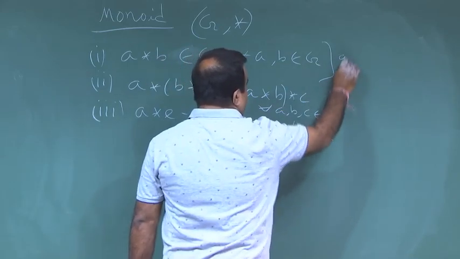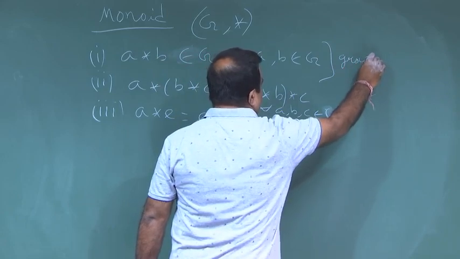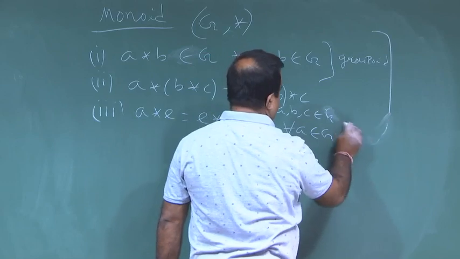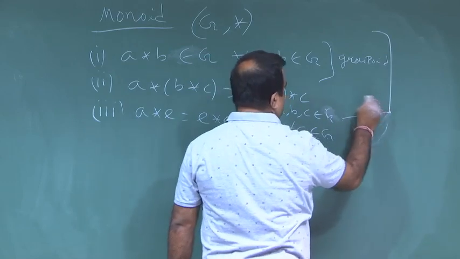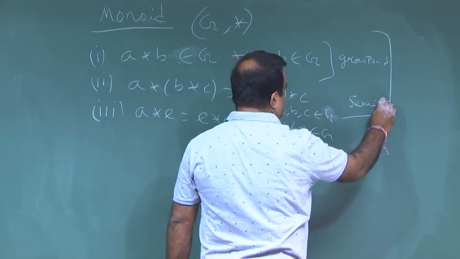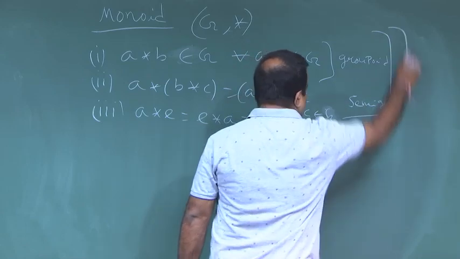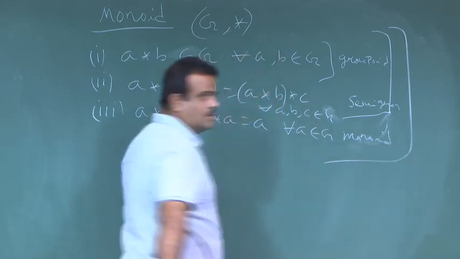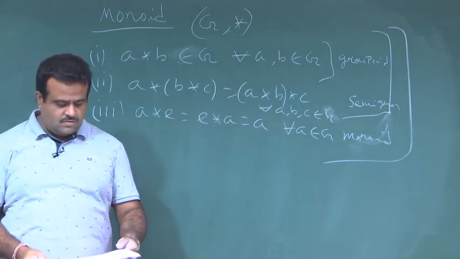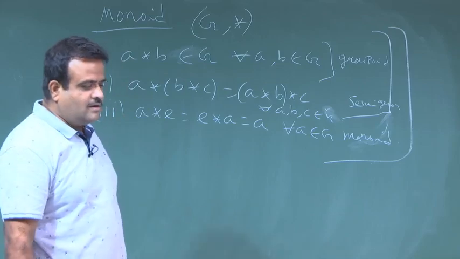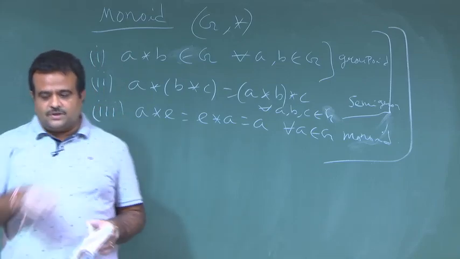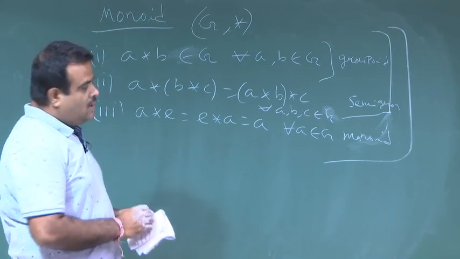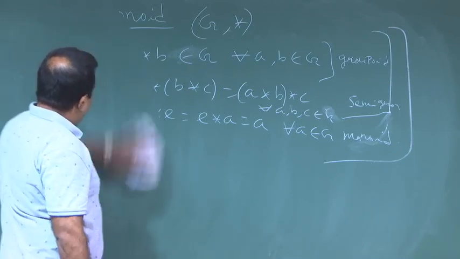So, this is a groupoid, up to this it is a semigroup, and up to this it is a monoid. Okay. So, now we will move to the definition of the group. So, before that, let us just define what is called a cohesive group.